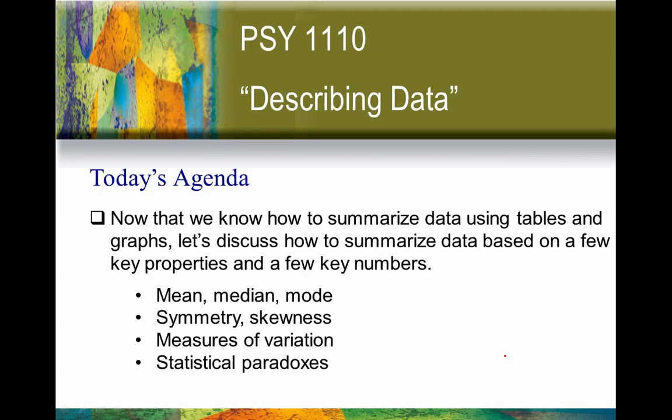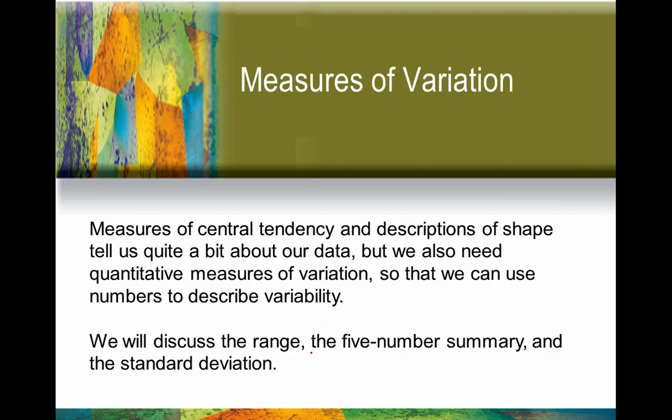All right, welcome back. Let's talk about Chapter 4, Section 3. And specifically, we're going to talk about some different measures of variation. We're trying to determine a variety of ways to describe our data. And one way we can do that is by measuring how much the data varies. Let's talk about that next.